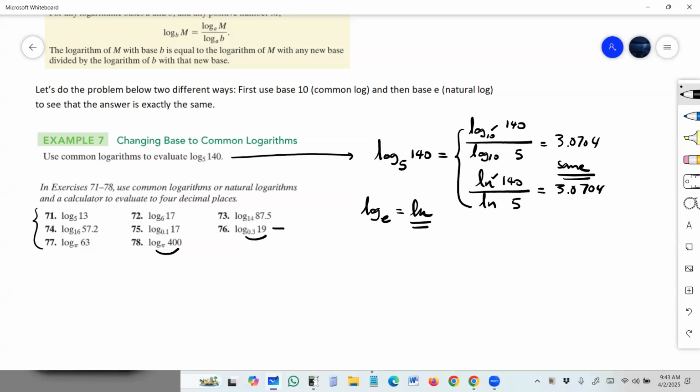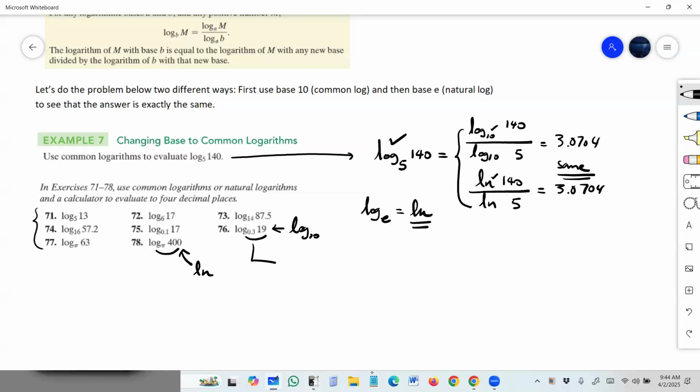I'm going to do this one maybe using log base 10. And I'm going to do this one maybe with natural log. And then you can check to see that the answer is the same, just as I did over here, whether you use base 10 or base e. So let's do 76 first.